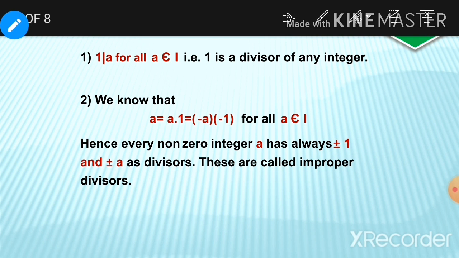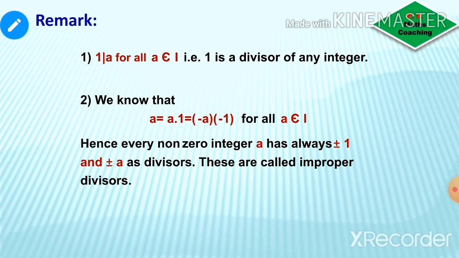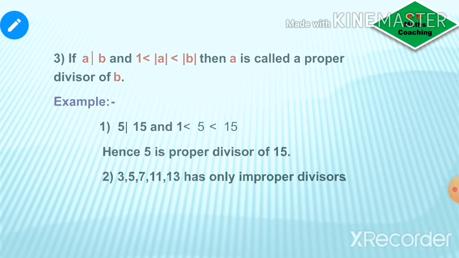These are called improper divisors. If any integer a has only these divisors, plus minus 1 and plus minus a, then they are called improper divisors. Divisors other than these are the proper divisors. We will see how we define the proper divisors also.